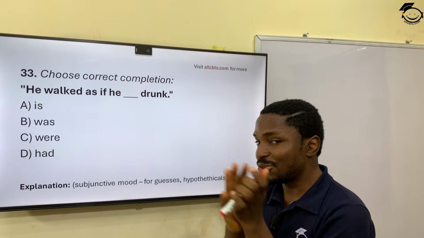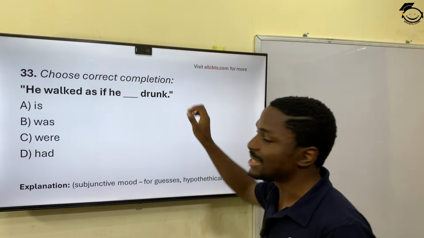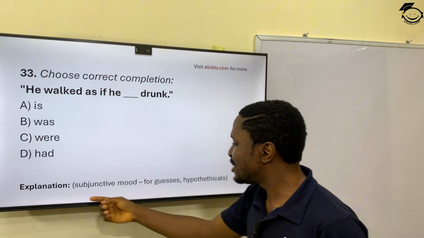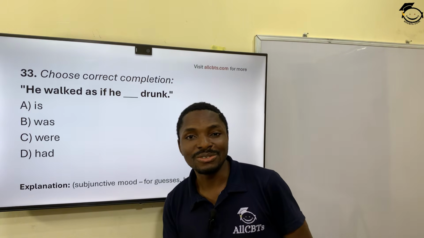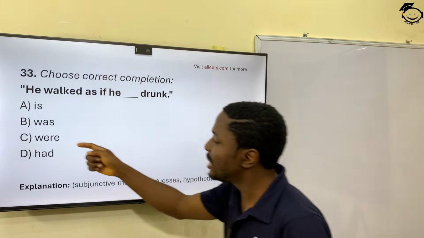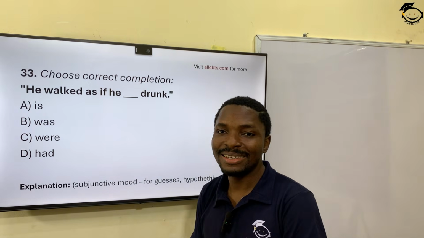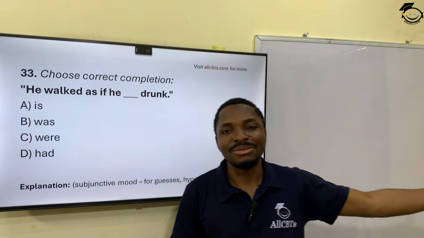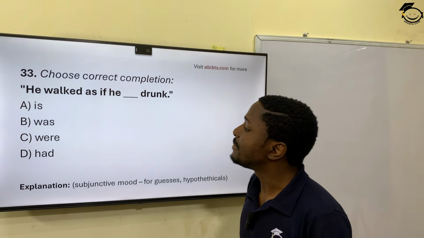No, that's true. But in this particular case, this is a subjunctive statement. The mood here is subjunctive. Look at it. Subjunctive mood is used for guesses, hypotheticals, unreal situations. So he walked as if he were. Whenever you see anything subjunctive, you use were. If I were the president for a day, this is what I would do. So subjunctive will often go with what? Were. So he walked as if he were.